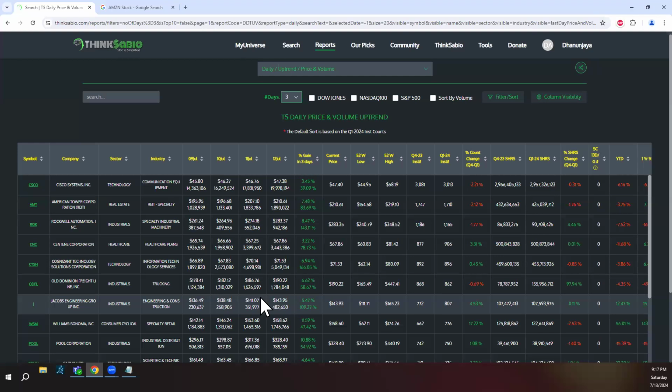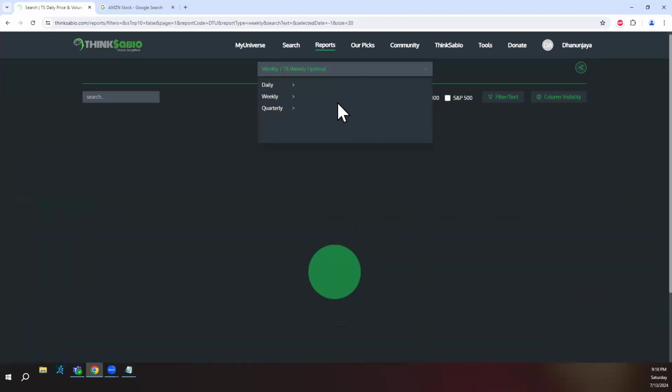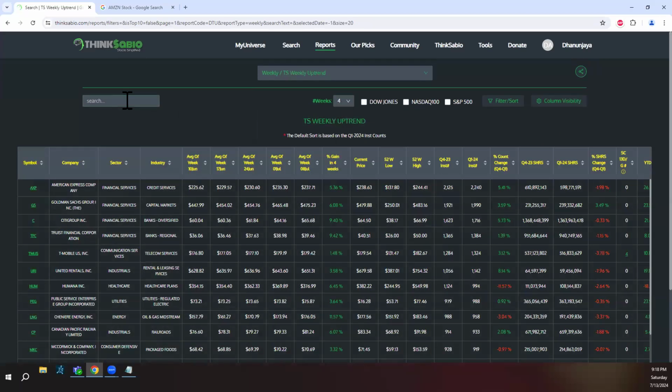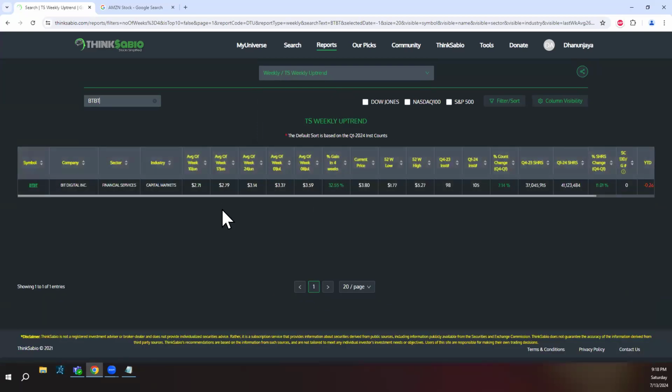Let me check 1 second. Okay, the stocks are BT. Simple. The reason is since 3 weeks it's going up. To check that, weekly. If you're looking for quick money, this is the only way. You need to check which stocks are moving here and pick something.